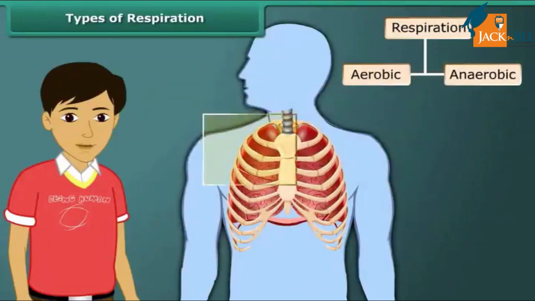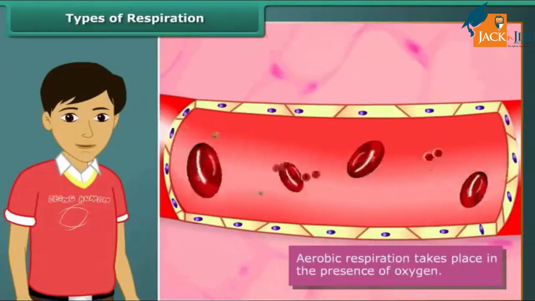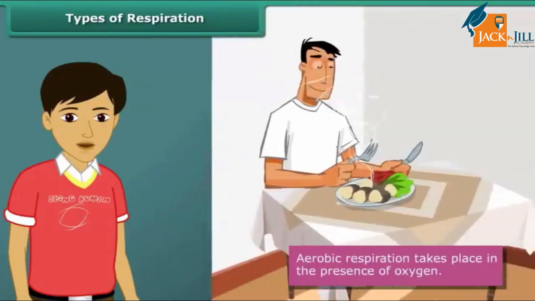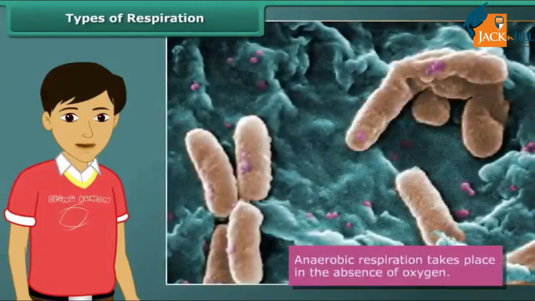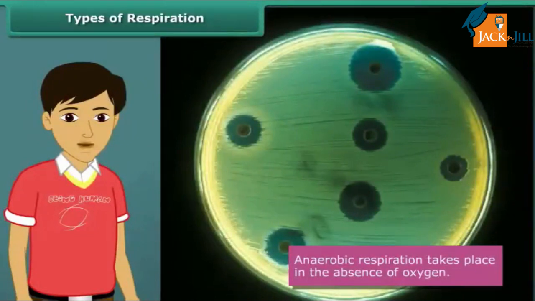Aerobic respiration is the respiration that takes place in the presence of oxygen. In this kind of respiration, food is broken down into glucose in the presence of oxygen. Anaerobic respiration is that respiration which takes place in the absence of oxygen. This kind of respiration is found in some microorganisms, such as bacteria, that inhabit places where oxygen is missing. The energy produced in aerobic respiration is more than the energy produced in anaerobic respiration.